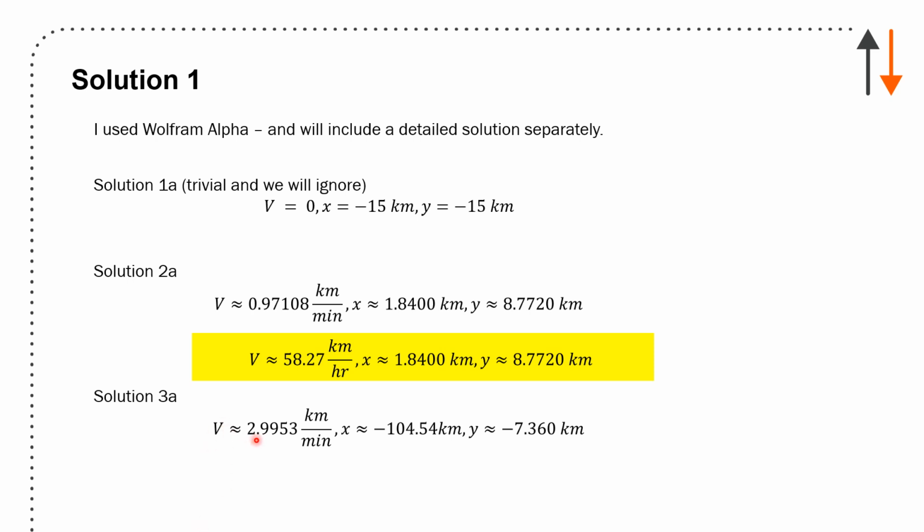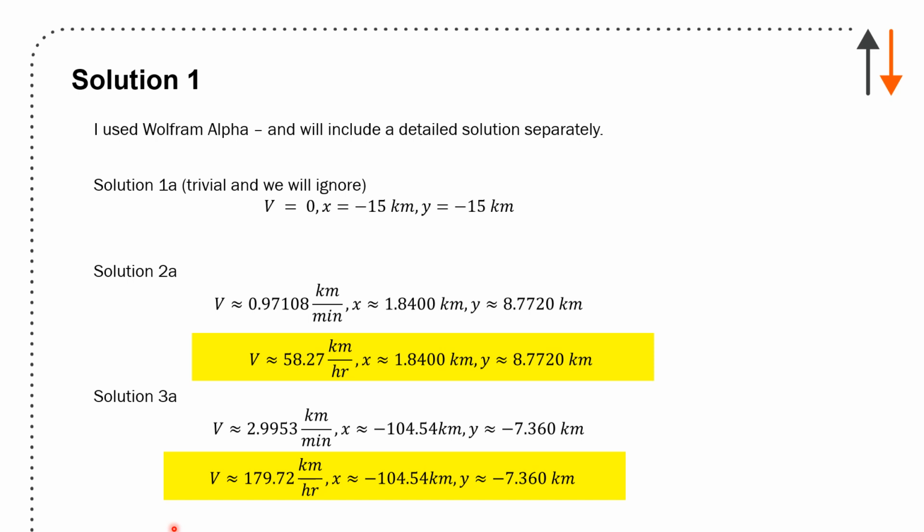Same thing here, the difference is 2.9953, and it gets to be a kind of funny answer, minus 104.54, and y equals minus 7.36. So it's negative distances, which is kind of wildly off, but okay. It's kind of a big change. Again, 180, so 179.72 kilometers an hour. X equals the same distances as given above.